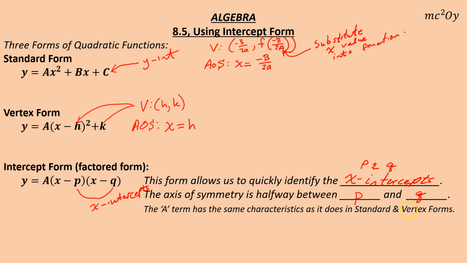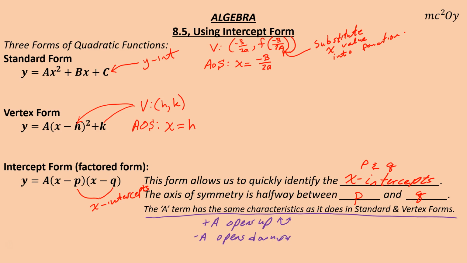The a term has the same characteristics as it does in standard and vertex form. Just a quick reminder, the a term tells us in all three forms, if a is positive, the parabola opens up. If a is negative, it opens down. So we look like that or we look like that.